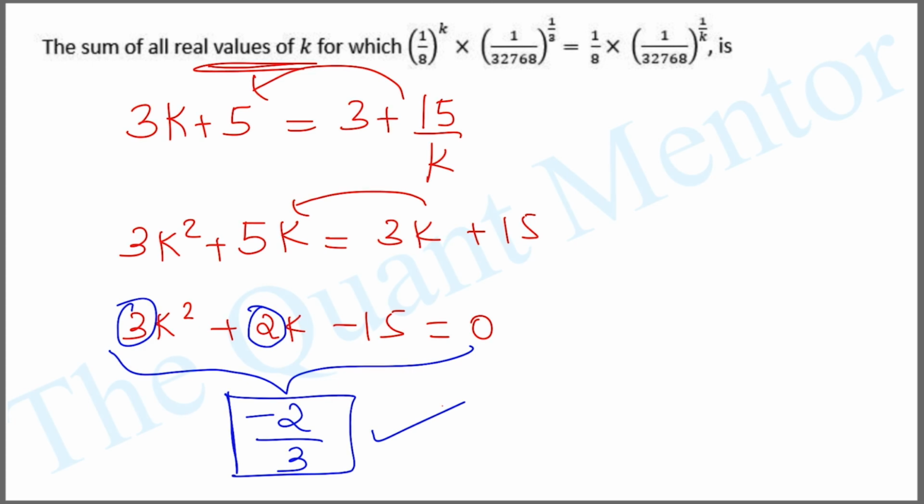So that's how we do it. Beautiful question involving a lot of indices and laws of indices. And lastly, the concept that the sum of the roots of a quadratic is minus b by a. That's how we solve this question.